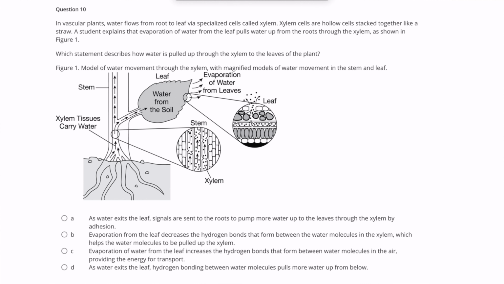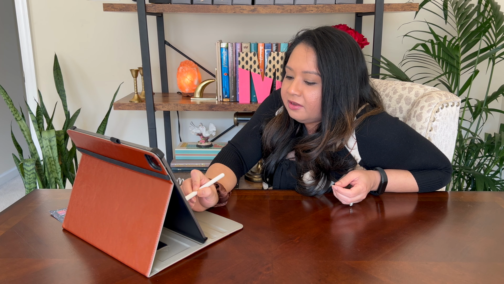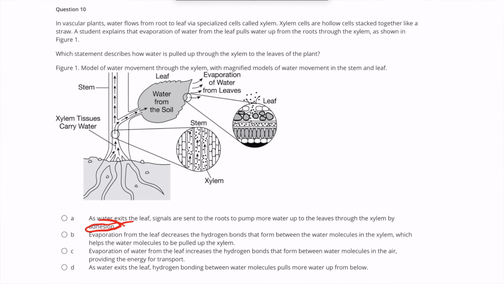So here's choice 1, or A. As water exits the leaf, signals are sent to the roots to pump more water up to the leaves. Now it was starting fine because water does exit through the leaf. But when you say signals are sent to the roots, where did that come from? It's not like they have some sort of communication through, like we do in nervous system. And why in the world are they going to pump water?